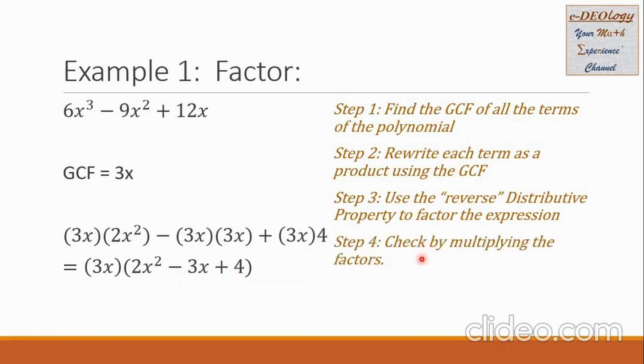Step 4, let us check our answer by multiplying the factors. We should go back to the original problem after the multiplication. So the 3x multiplied by the 2x squared, I will get that 6x cubed. And then the 3x multiplied to negative 3x, the answer is negative 9x squared. And then 3x times 4 is positive 12x. So we are sure that this is correct, and this is our final answer.